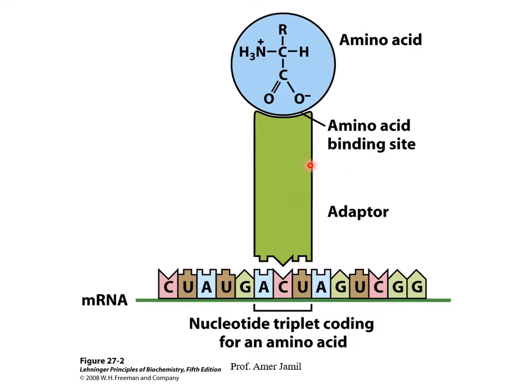Translation is the synthesis of proteins, both in prokaryotes and eukaryotic cells. Translation involves all three types of RNA molecules. Messenger RNA carries the message and transfer RNA carries the corresponding amino acid, whereas ribosomal RNA is part of the ribosomes where this translation takes place.